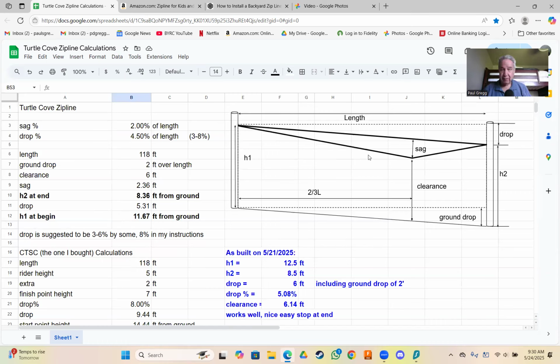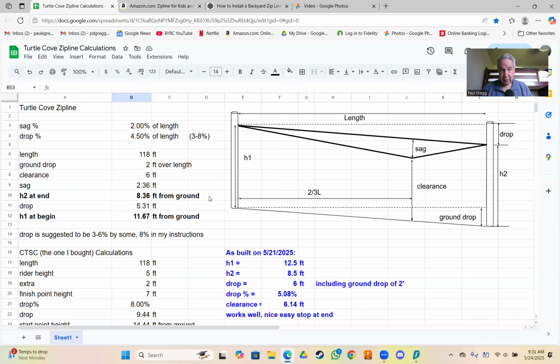And if you're riding teenagers, maybe they want to go faster, but if I'm going to ride little kids, I don't want to go that fast, and so I kind of put a compromise out, and then I settled on a 4.5% drop or something like that, kind of in the middle. And that's what I went with.